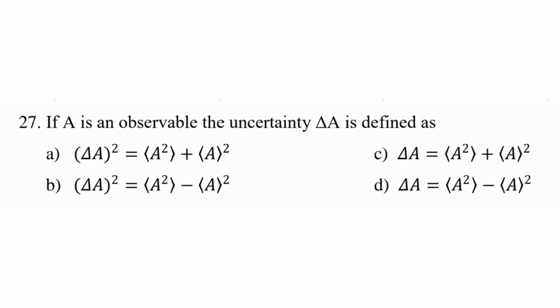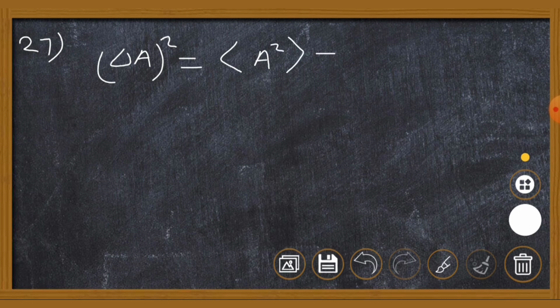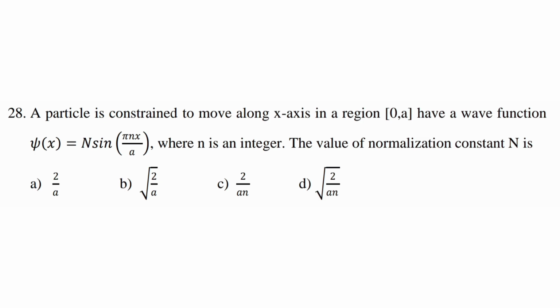Question 27. If A is an observable, the uncertainty delta A of an observable A is given by delta A whole square equal to expectation value of A square minus square of expectation value of A. Option B is correct.